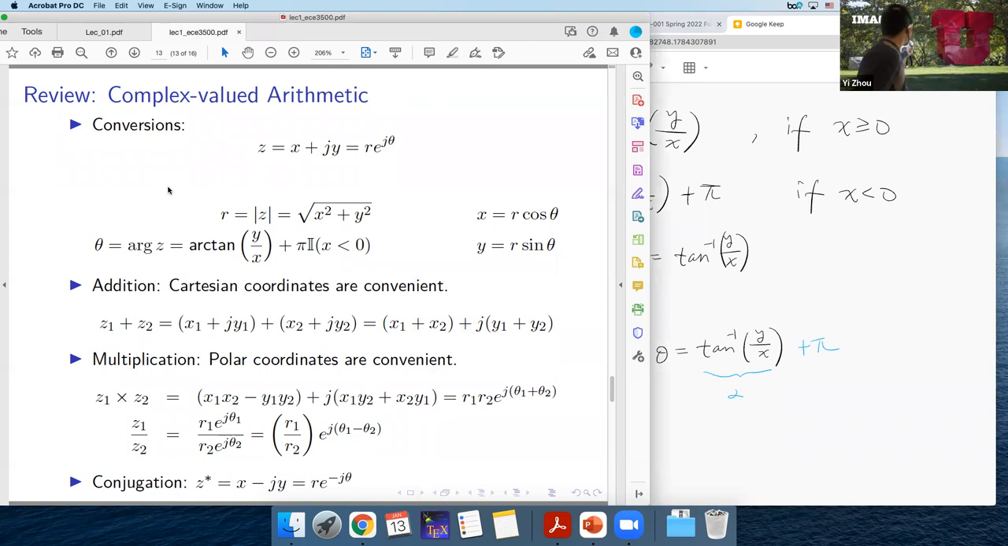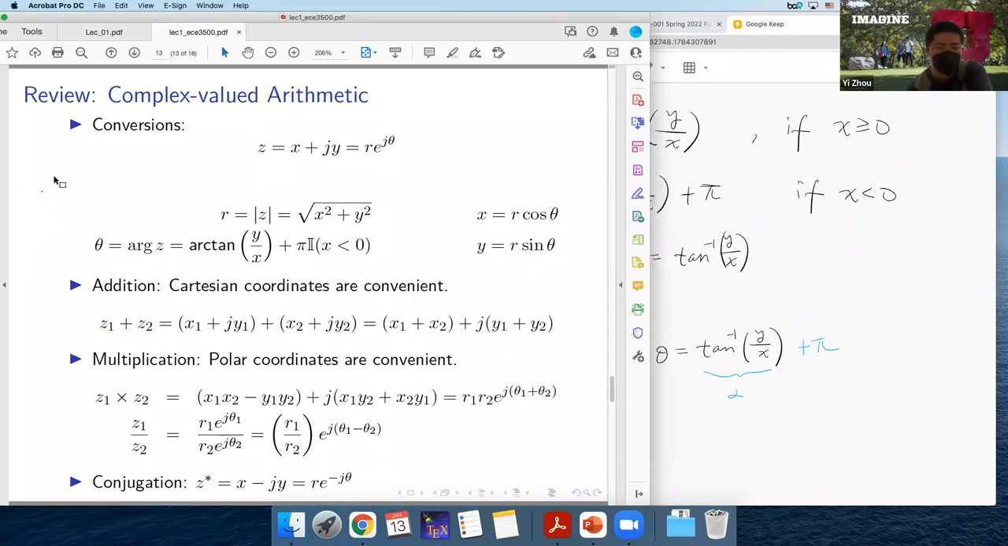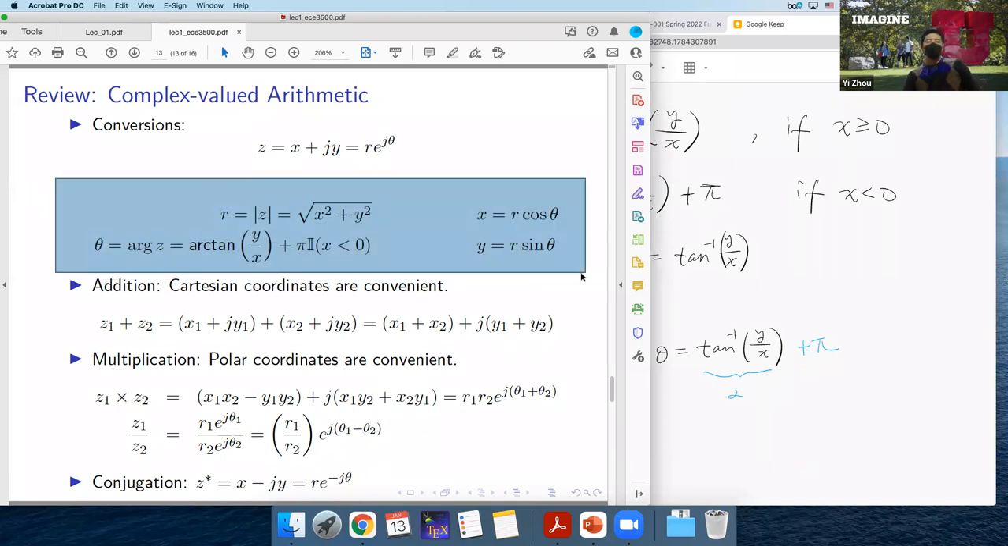These two can be compactly summarized by using the indicator function. If x less than zero is true, we add a pi. This is a binary indicator function. If this condition holds, the indicator function gives one, otherwise it gives zero. These two are equivalent. Okay, so these are the relations between these two systems.